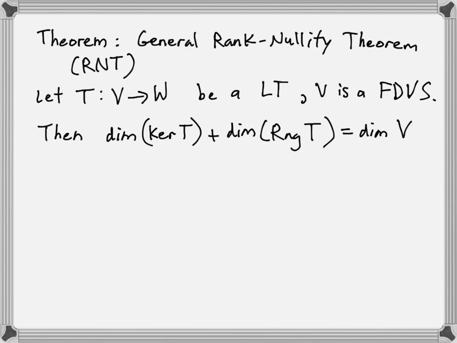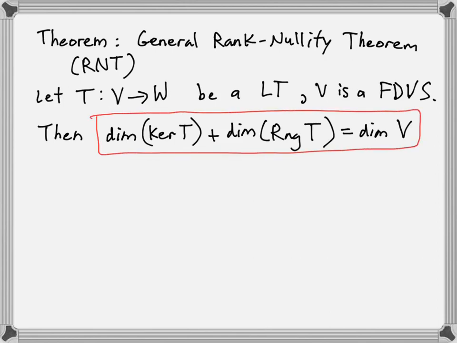This is an extremely useful formula that we are going to use all the time. This is saying that if you were to add the dimensions of the kernel and the range, you actually end up with the dimension of V, which is interesting. Keep in mind that the kernel, remember, lives in V, and the range lives in W, and yet they both add up to the dimension of V. Okay?